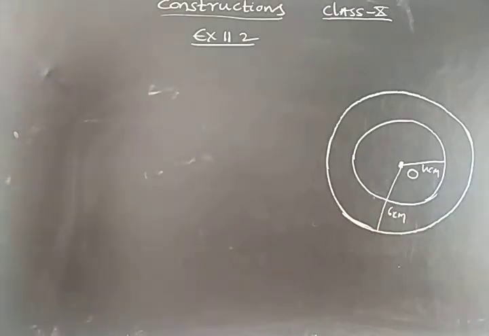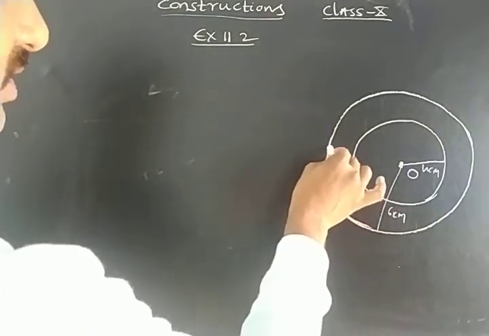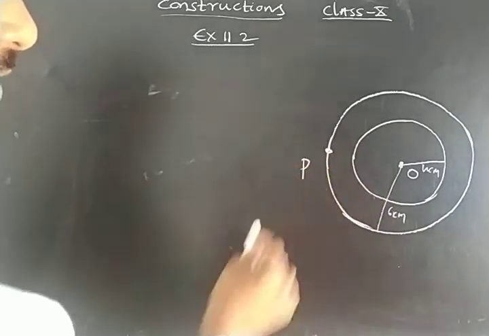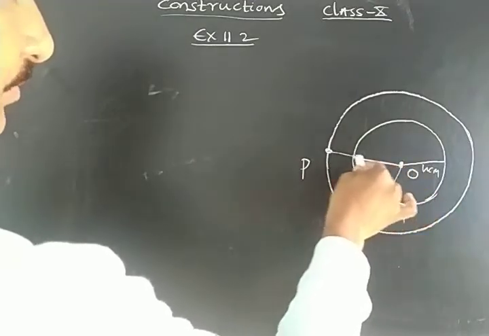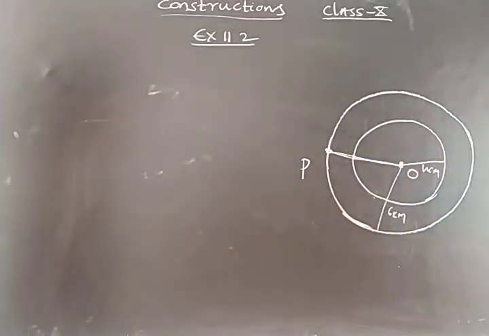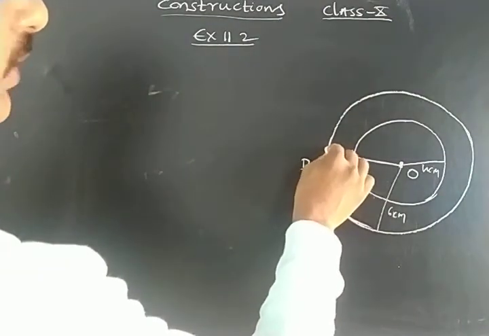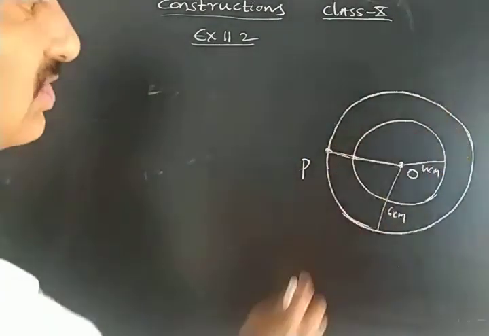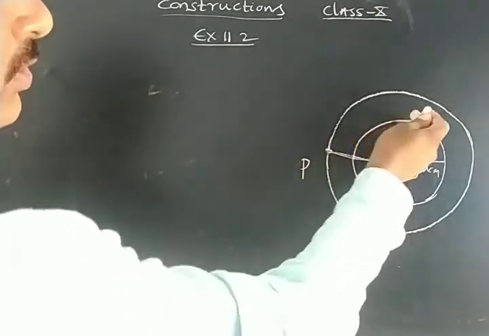Right? After that, locate one point on the bigger circle. So here I am taking P. Locate any one point on the circle. Join OP. Then we have to construct two tangents from this point to the smaller circle.